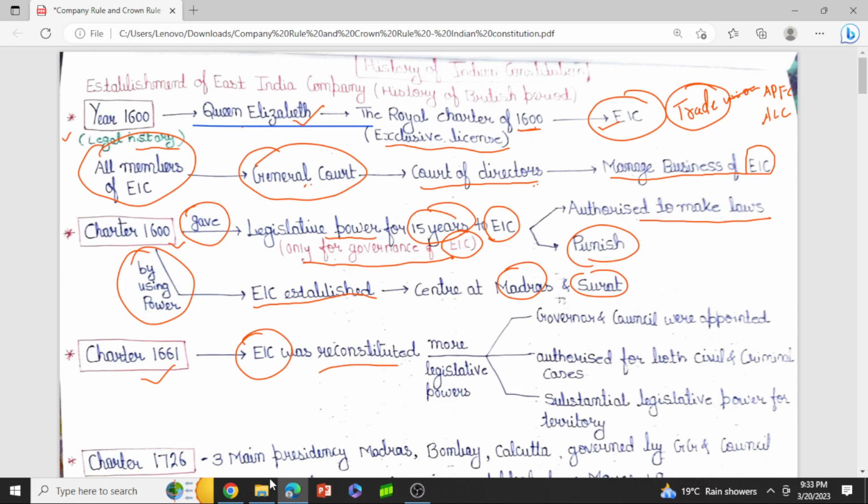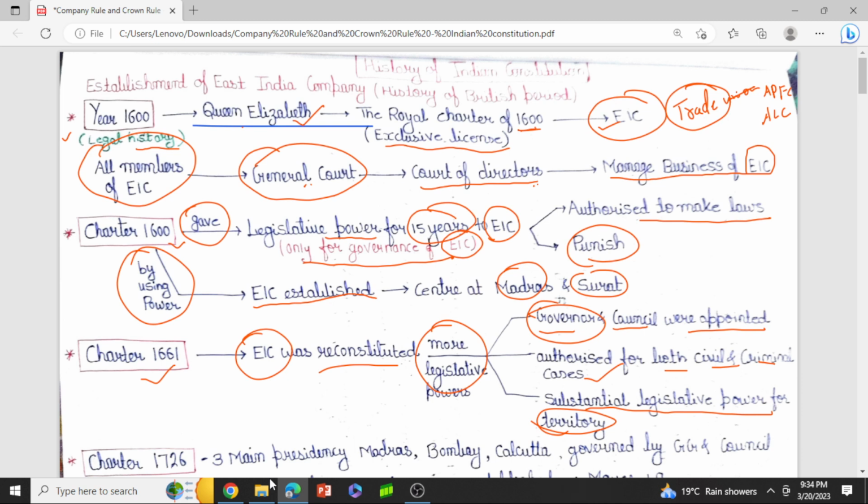Then came the Charter of 1661, where the East India Company was reconstituted. This reconstitution was to give more legislative powers to the East India Company. Here, a governor and council were appointed. The governor was appointed for administration. They were authorized for both civil and criminal cases, and substantial legislative power for the territory in India.